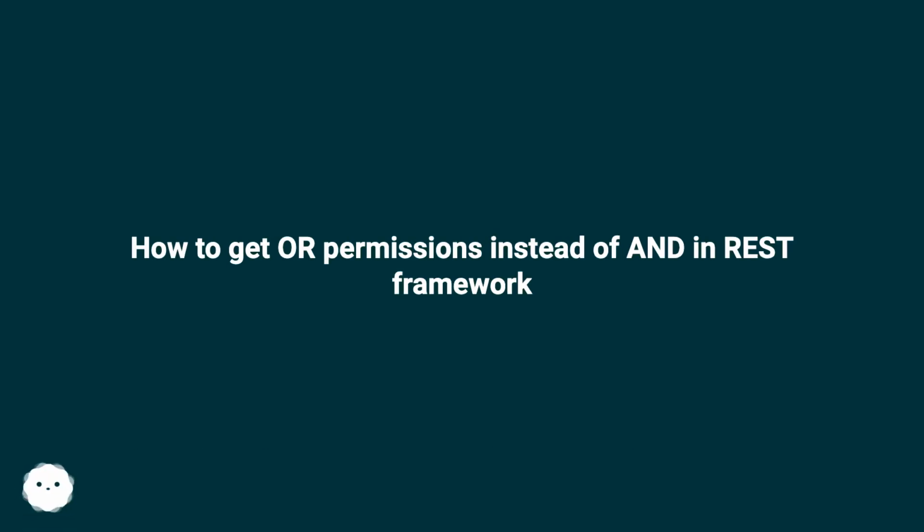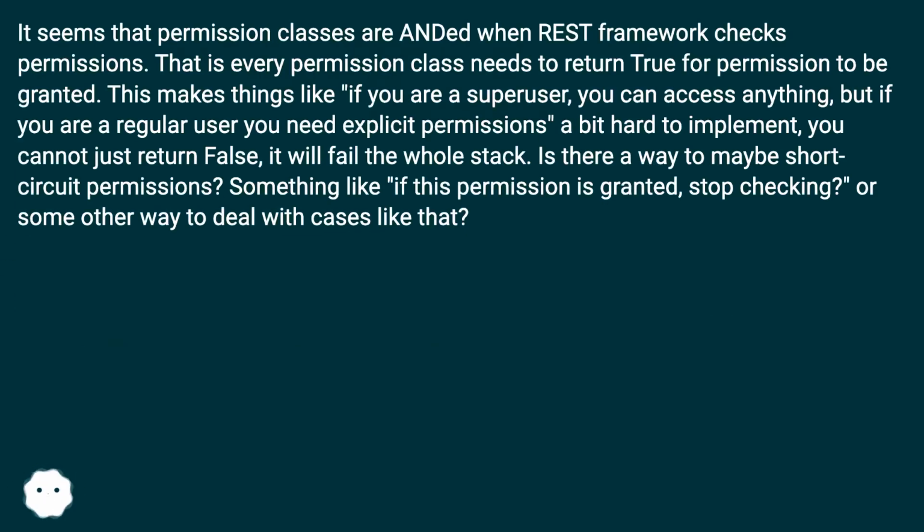How to get all permissions OR'ed instead of AND'ed in REST framework. It seems that permission classes are ANDed when REST framework checks permissions. That is, every permission class needs to return true for permission to be granted.